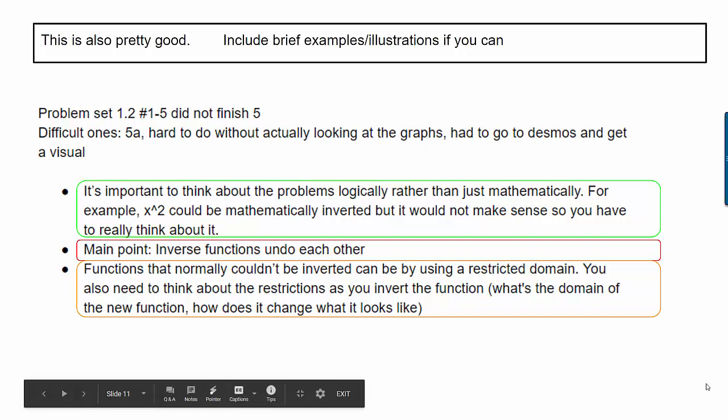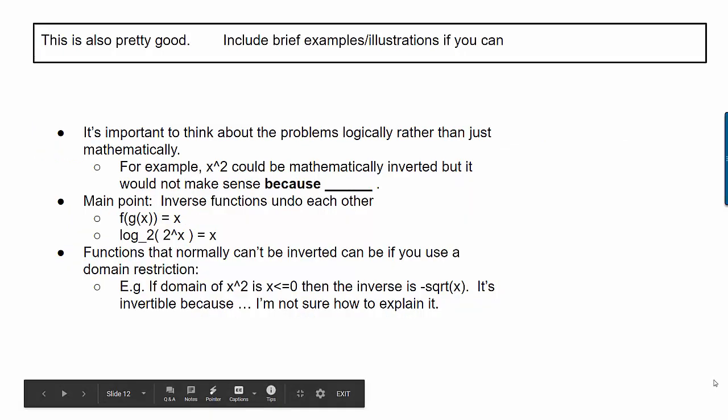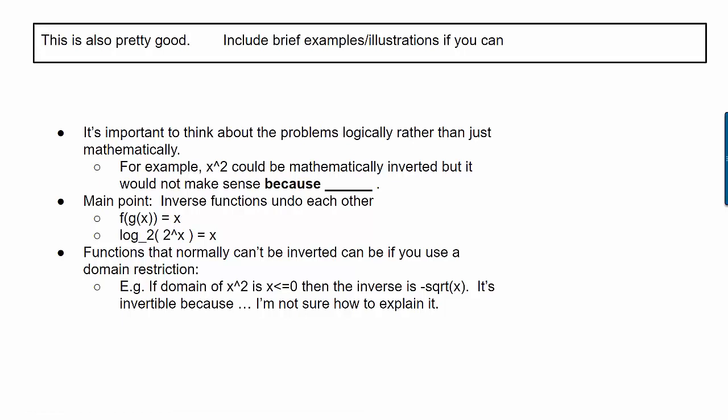So if I was going to rewrite this one, I would rewrite it something like this. That first bullet point I didn't change, except that I broke it into two pieces. I said it's important to think about the problems logically rather than just mathematically. And then an illustration of that idea is x squared could be mathematically inverted, but it would not make sense because blank. That's actually a piece that was missing from the original: the because. For the main point that inverses undo each other, you could just add a couple of quick bullet points about what that looks like.